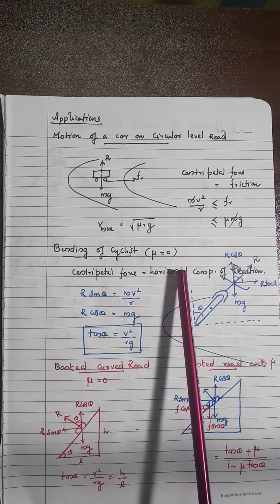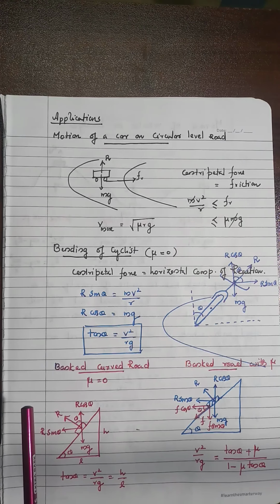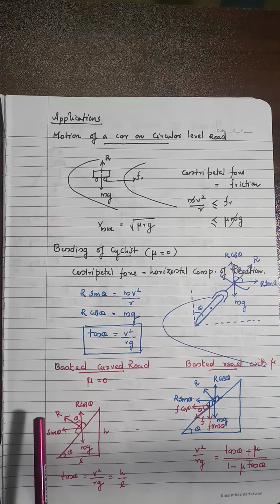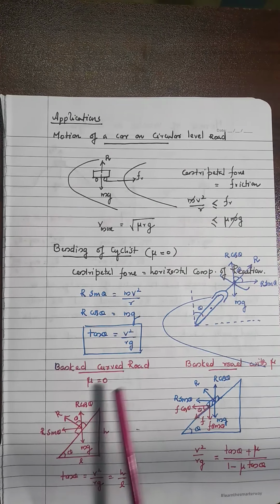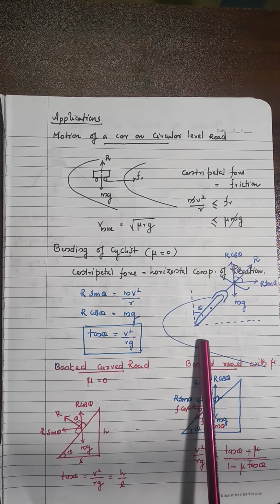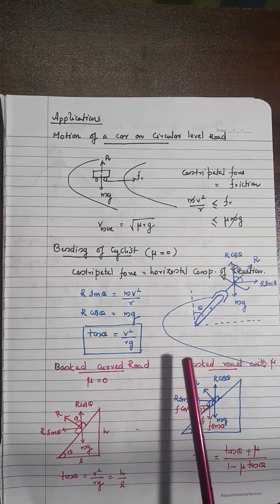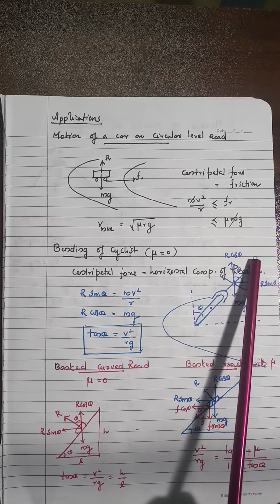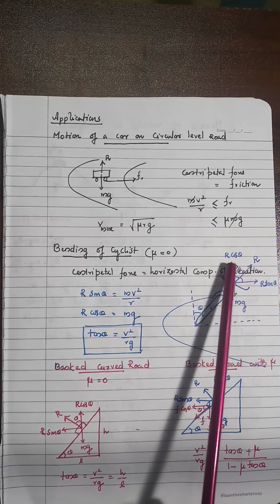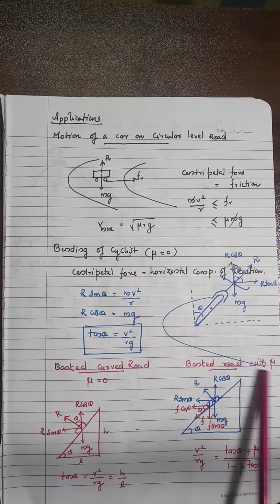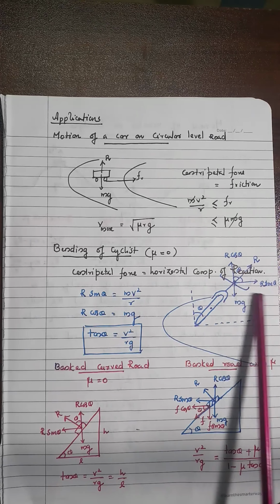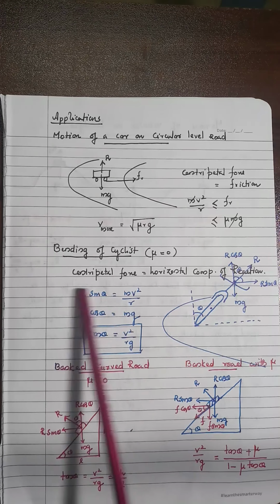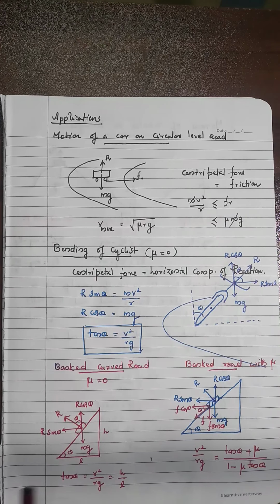The next one, the bending of a cyclist. If the friction is neglected, in order to move with maximum speed, that cyclist or bike rider leans from the vertical. For what purpose does he lean? Here the weight and here the reaction can be split into two components. For this circular motion, the horizontal component of the reaction is acting along the radius towards the center, and that will provide the necessary centripetal force.